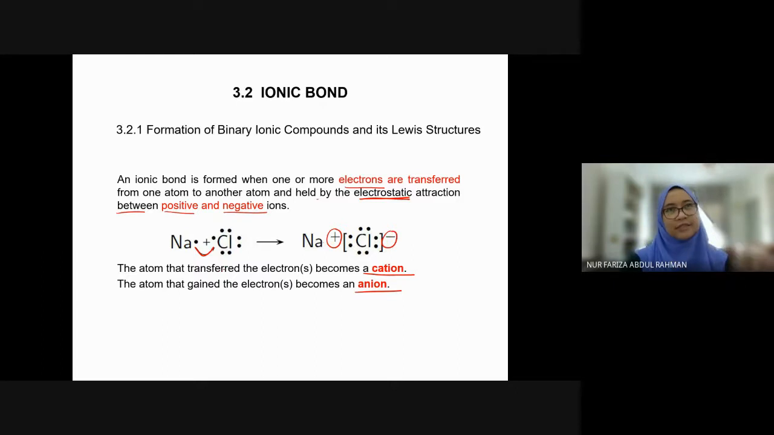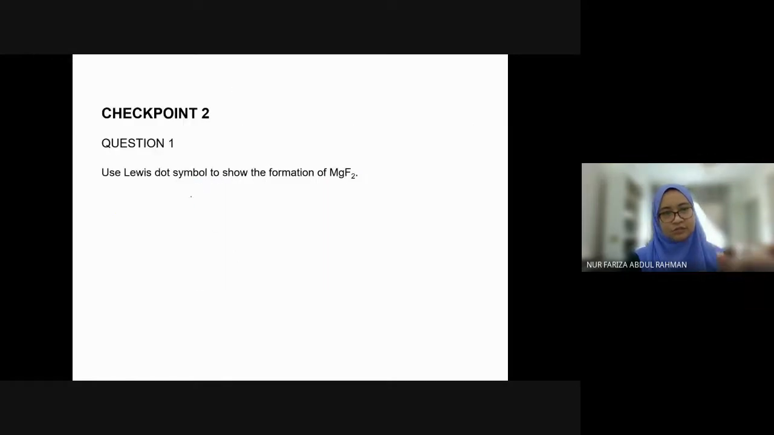If it says just draw or write the product form, that means even without the arrow we still give marks for you. But if they specify show the formation, if you don't have an arrow in your drawing, marks will be deducted. Okay, so let's look at this question. Use Lewis dot symbol to show the formation of MgF2. So by right you must have that arrow.